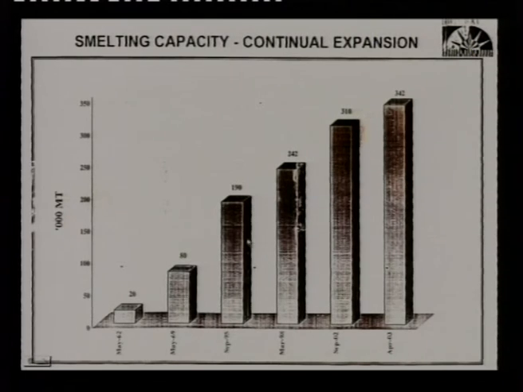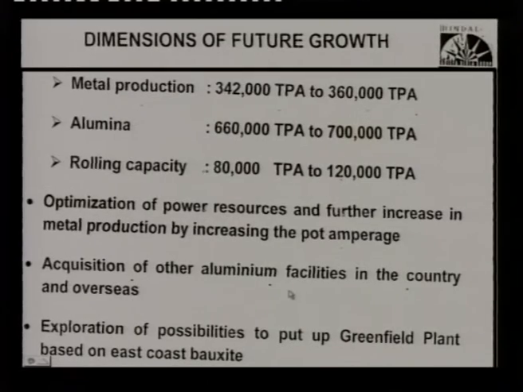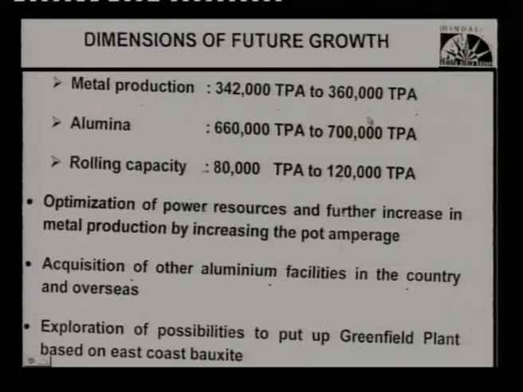You see how the smelting capacity is gradually increasing in our country. We have shown here which companies are producing aluminum in India and what is their share: Sterlite, Nalco, Hindalco, Indal. This is their production share, this is their market share. Then I ended the discussion by talking about dimensions of future growth. Metal production has to go up, alumina production is going up, rolling capacity has to go up, and some other goals that we have.